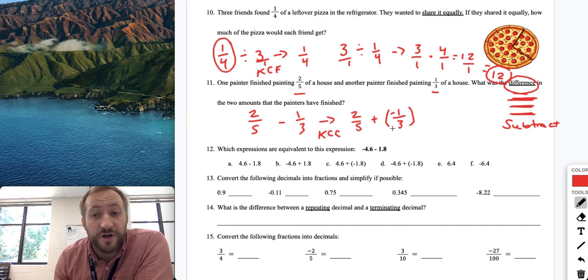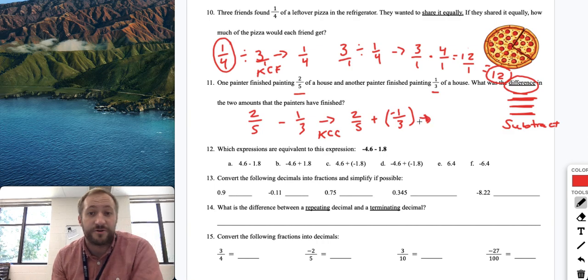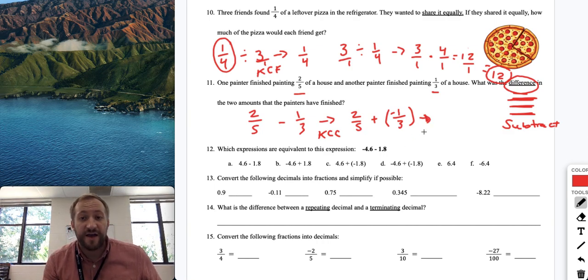Now the denominators are not the same, but I need them to be. Remember, we can't add fractions until we have common denominators. So I'm going to find the lowest common multiple of 5 and 3, which is 15, yep.